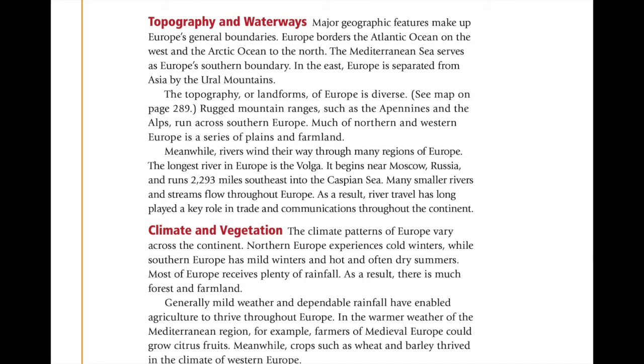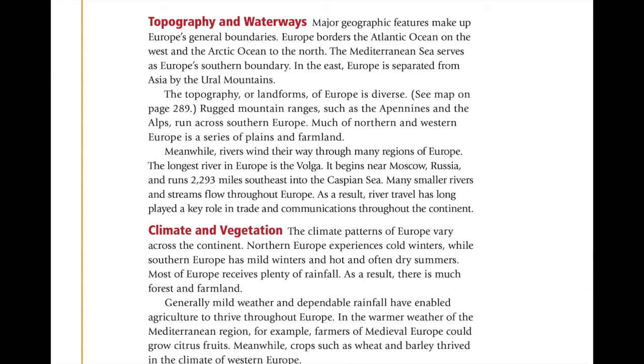Topography and waterways. Major geographic features make up Europe's general boundaries. Europe borders the Atlantic Ocean on the west and the Arctic Ocean to the north. The Mediterranean Sea serves as Europe's southern boundary. In the east, Europe is separated from Asia by the Ural Mountains. The topography, or landforms, of Europe is diverse.